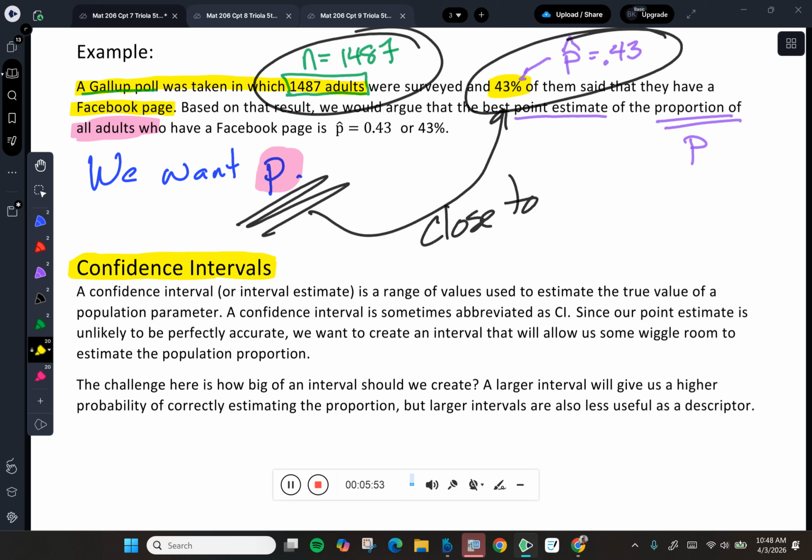A confidence interval, or an interval estimate, is when we take that point estimate and turn it from a single number into a range of values by adding and subtracting a little bit, which we refer to as our margin of error. What we'd like to do is create a little bit of wiggle room in that estimate for that population proportion. So rather than saying it's exactly 43, we would say it's close to 43 and here's how close it is.